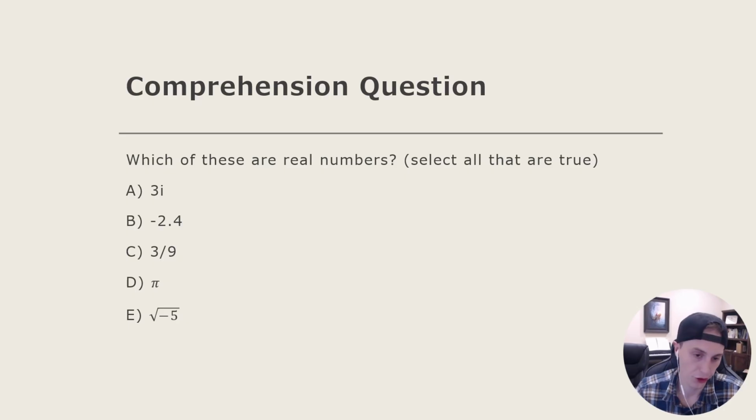The correct answer: B, C, and D. So A and E are non-real numbers. That's what we just talked about. Square roots of negative numbers, the letter i, meaning imaginary number. Those were not real. The others are all real.